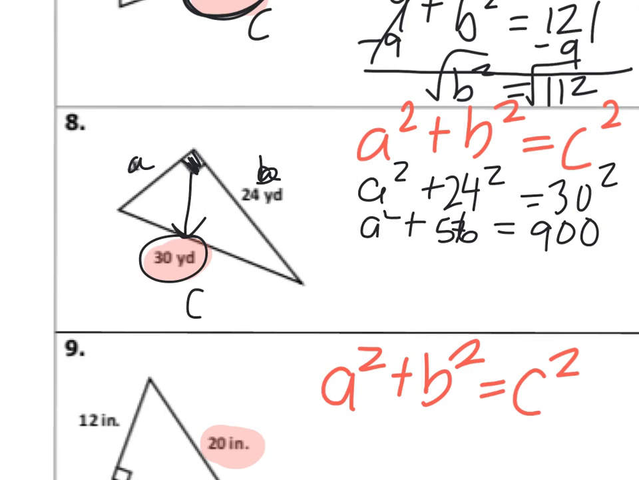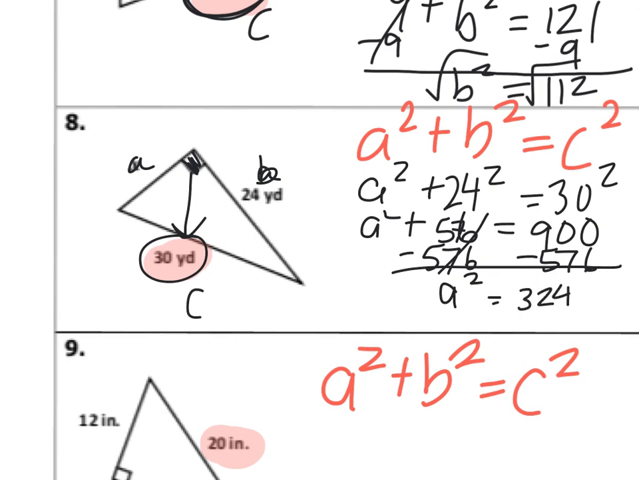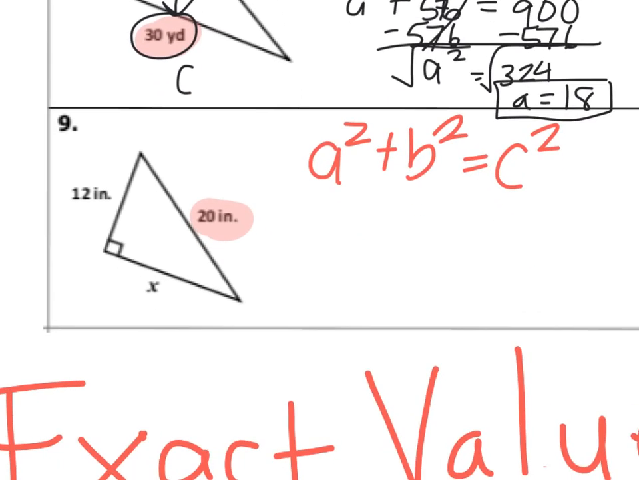Okay, and my only extra step is to subtract. So A squared is going to come out to say 324. And this time, when I take the square root of this, I actually don't get a decimal. I get 18, which is okay. And I know it's right because it's less than 30. Okay? All right, last one.